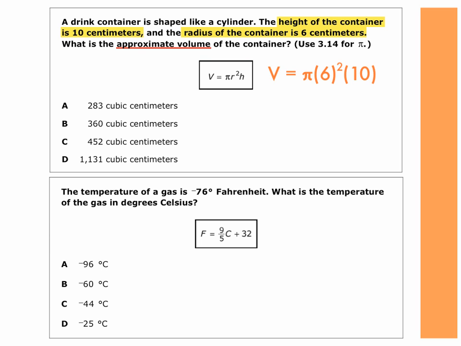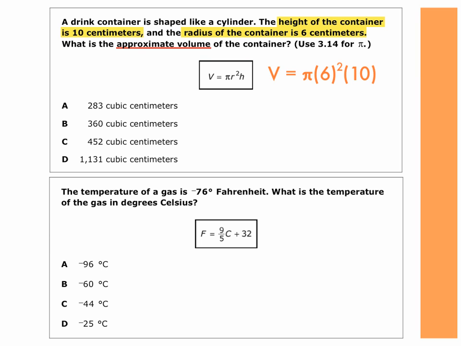The diameter, remember, goes all the way across the circle. The radius only goes halfway through the circle. So if they give you the diameter and you need the radius to plug into your formula, just go ahead and take half of the diameter and plug it in for r.